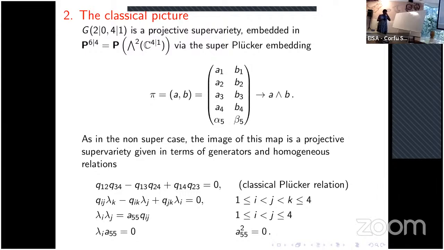So what one can show, and this can be done in the classical case, and with a bit of effort we do it in the super case, is that this embedding is injective, but we need to restrict now to the image of that map, and the image of that map is given by generators and relations. These generators that appear here are nothing other than coordinates in this space. Then we impose some homogeneous relations among them, and the solution to these homogeneous relations is the projective space G(2|0,1). In the non-super case, all these odd relations are absent, and I'm left here with the classical Plücker relation that perhaps you know well.